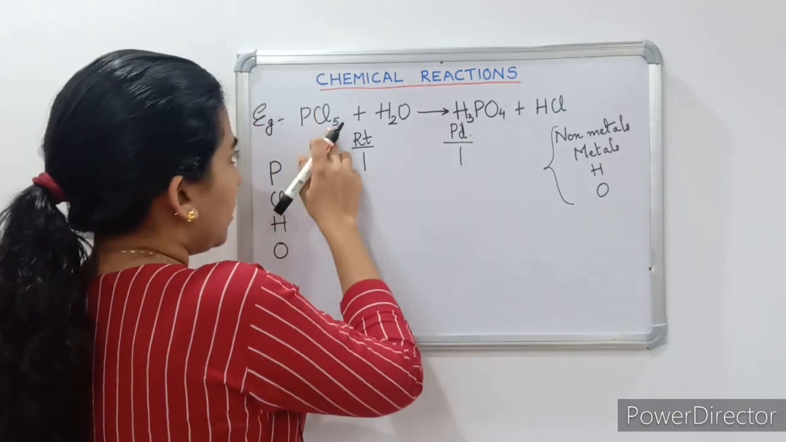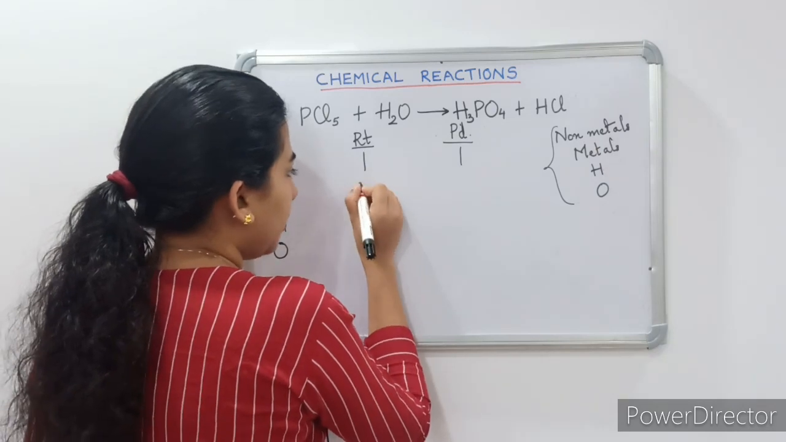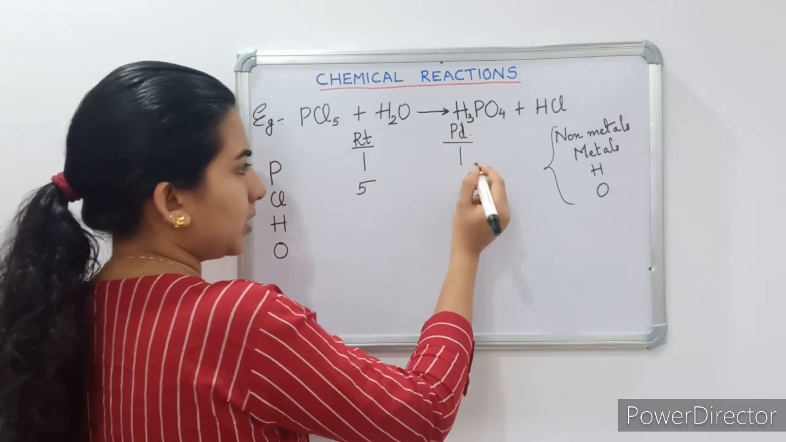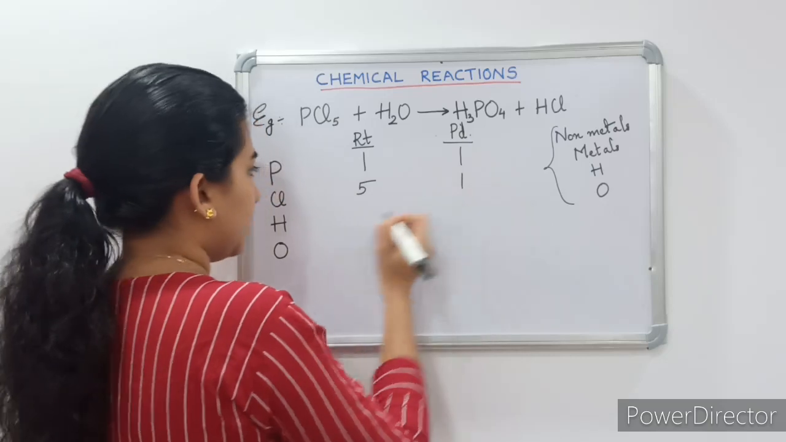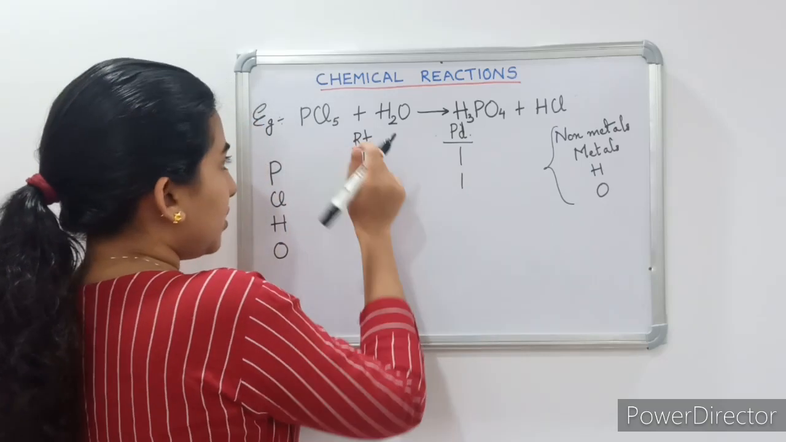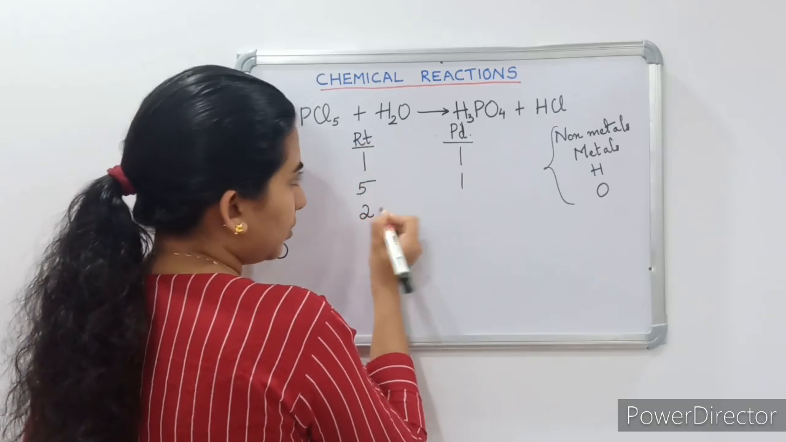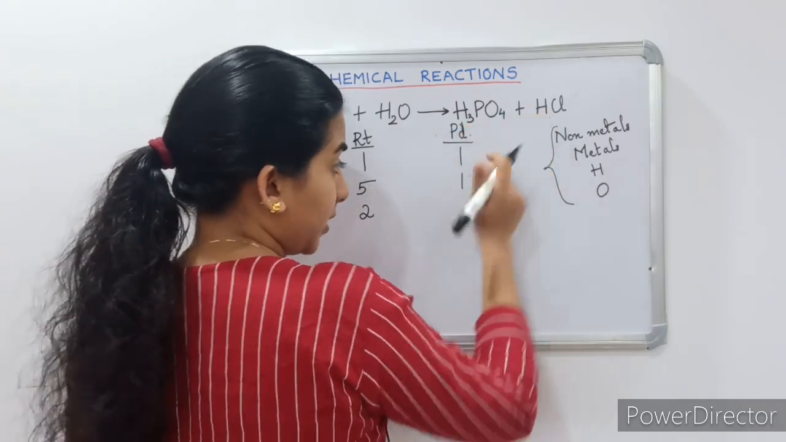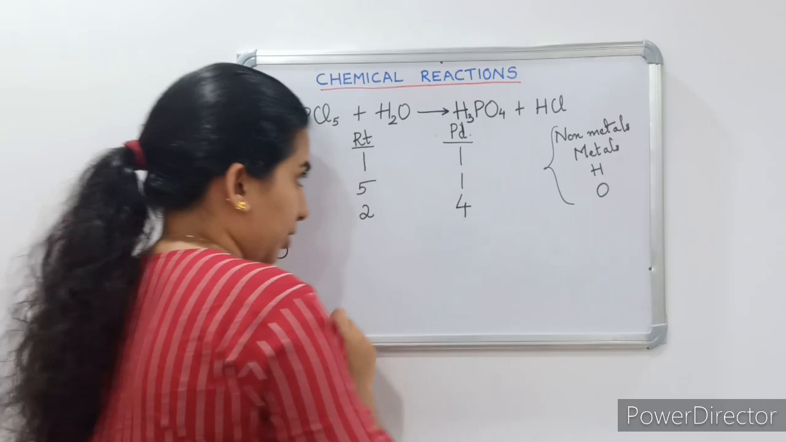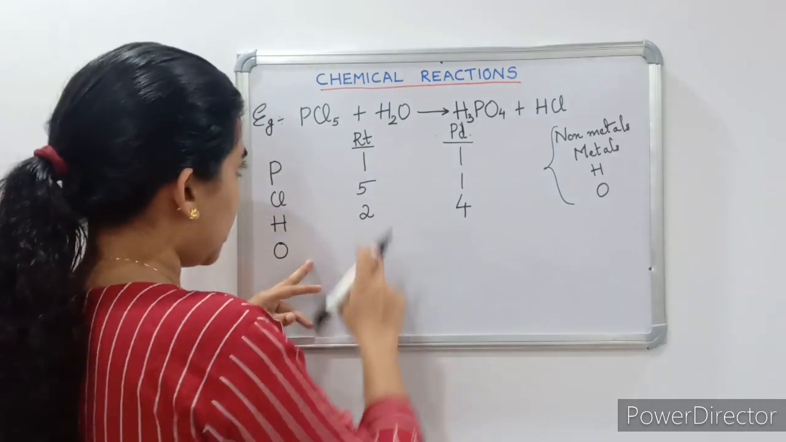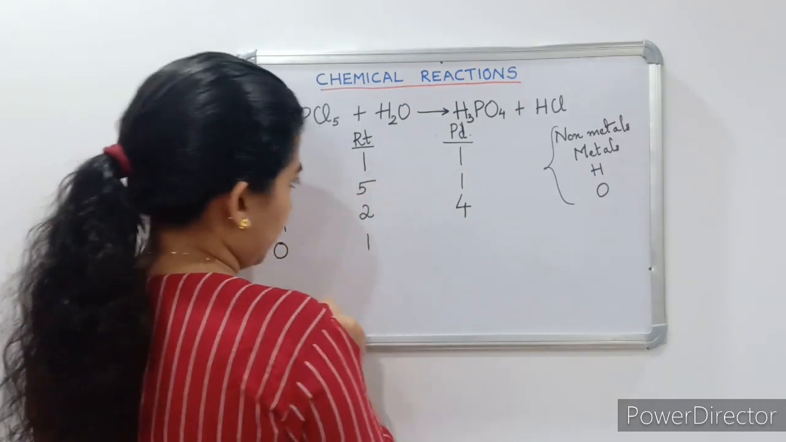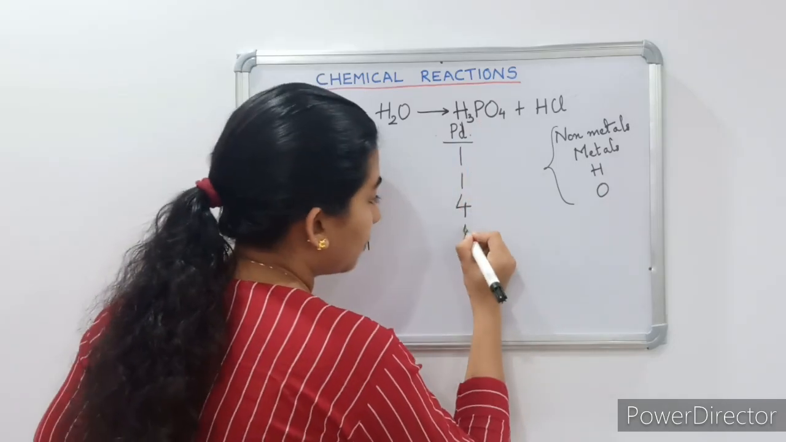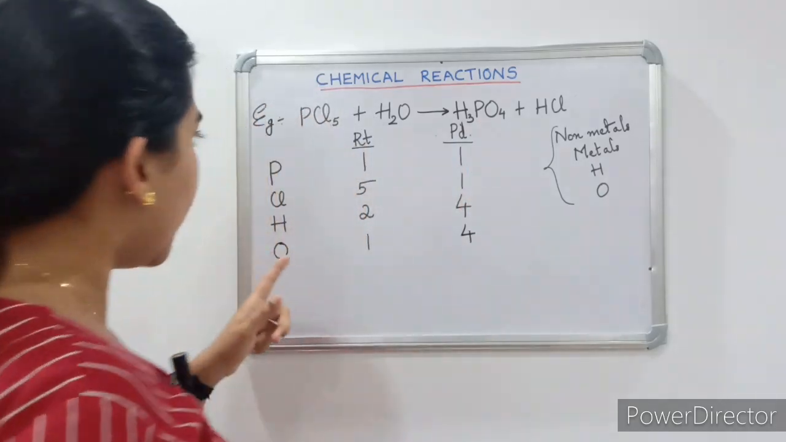Now chlorine. In the reactant side there are 5 chlorine, and in the product side there is only 1 chlorine. Hydrogen in the reactant side is 2, and hydrogen in the product side is 3 plus 1, that is 4. And oxygen, 1 in the reactant side, oxygen 4 in the product side.